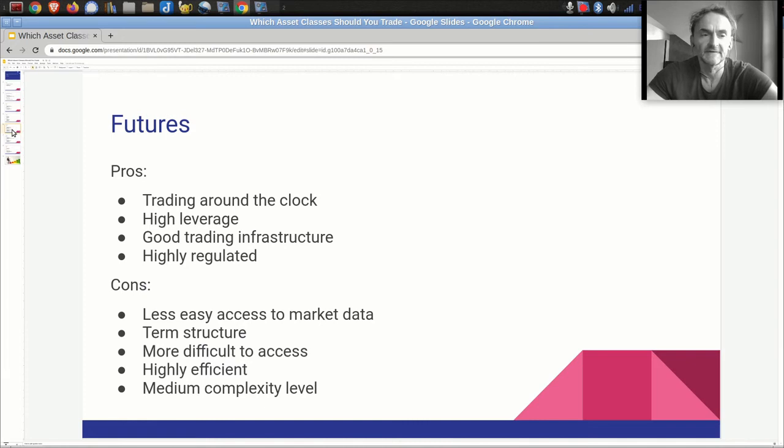Now, one of the things for beginning traders that is difficult to grasp is the term structure. So futures have an expiry date, and when futures expire, a few things can happen. One is that they settle in cash, so it means that whatever the difference was between when you bought the future and the price at settlement is provided to you in cash.